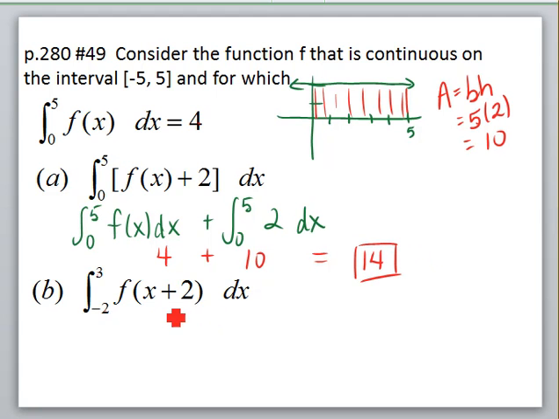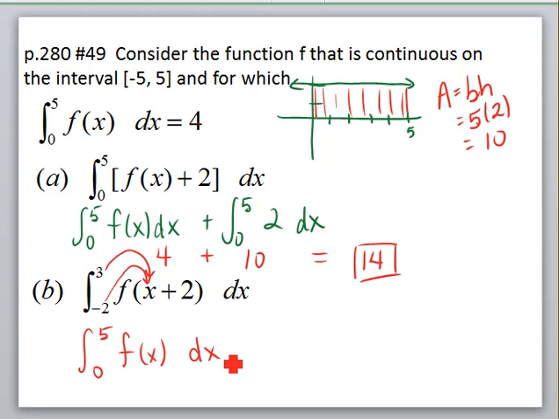This next one has the plus 2 inside the parentheses, which makes the problem different. Well, these bounds refer to your x values. So we're actually going to change our bounds, and you can do this. We're going to plug -2 in here. So that means our new bound would be from 0, because -2 plus 2 is 0, and we're going to plug in 3. 3 plus 2 is 5.